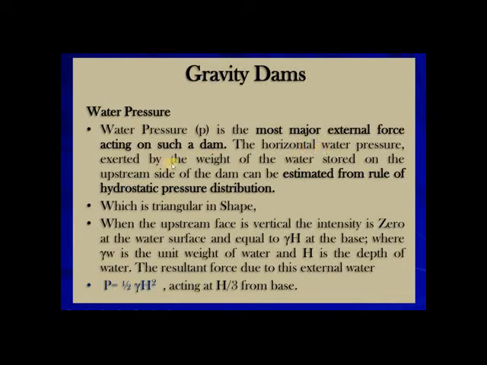The horizontal water pressure exerted by the weight of water stored on the upstream side can be estimated from the rule of hydrostatic pressure distribution. When the upstream face is vertical, the intensity is 0 at the water surface and equal to gamma w h at the base, where gamma w is the unit weight of water and h is the depth of water. It will act at h by 3 from the base.